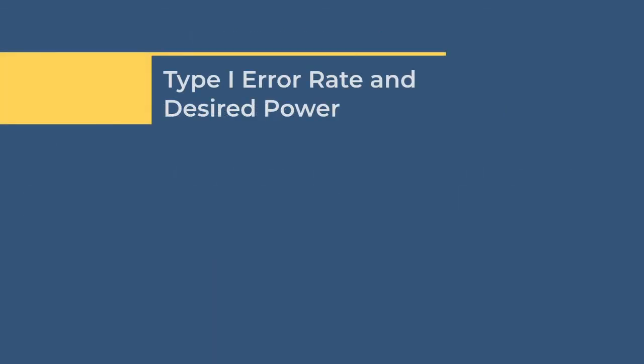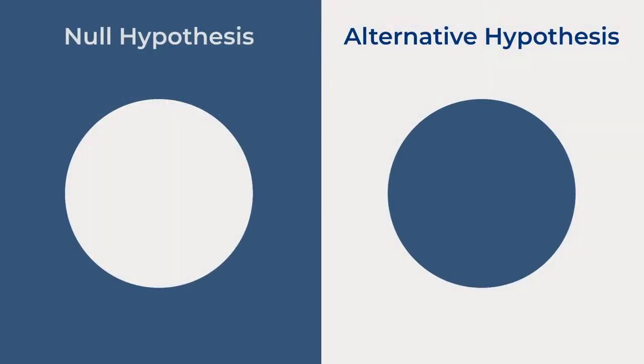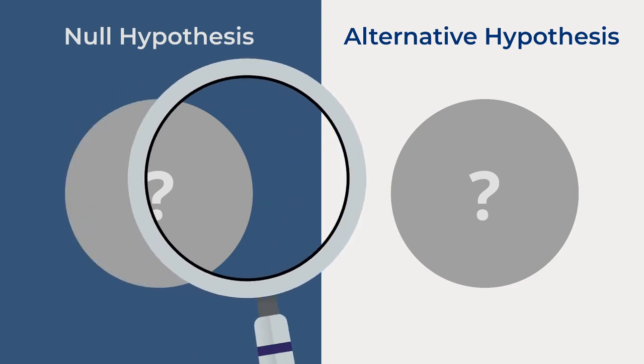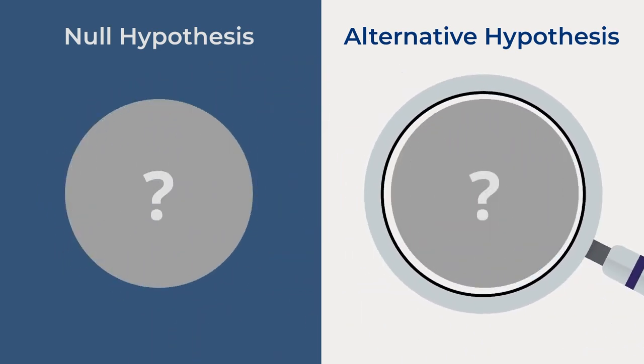Type 1 error rate and desired power. Recall from the last video, the null and alternative hypotheses are mutually exclusive and exhaustive, meaning one and only one is true. In practice, we do not know which one is true, but the results of the statistical analyses will favor one over the other.